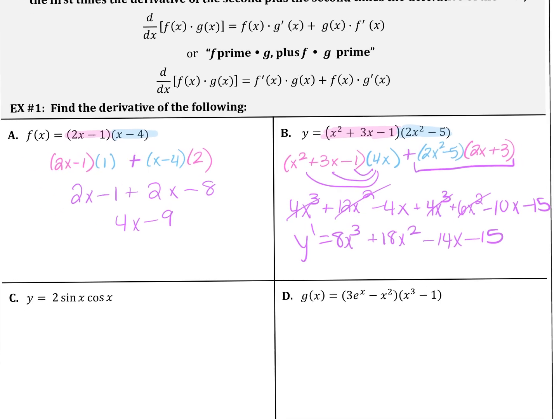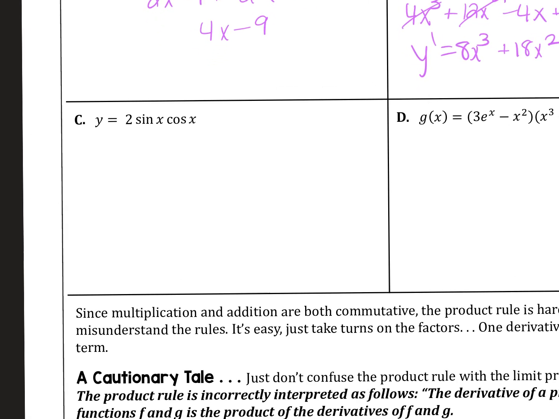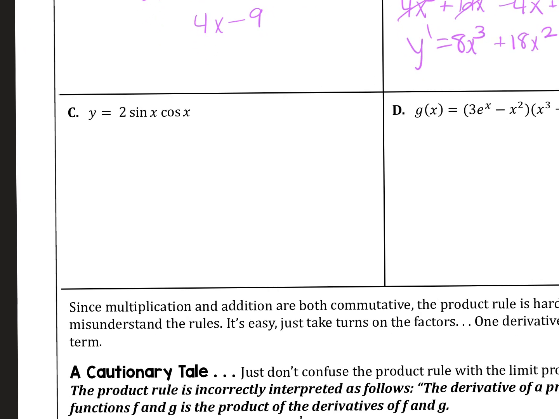Okay, so then let's do it with part C here, okay? So our first function is, let's see, 2 sine x. Do we have to change it? Oh, we only have to change the second. Right. So then the first is 2 sine x, right? Times the derivative of the second, which is negative sine x.